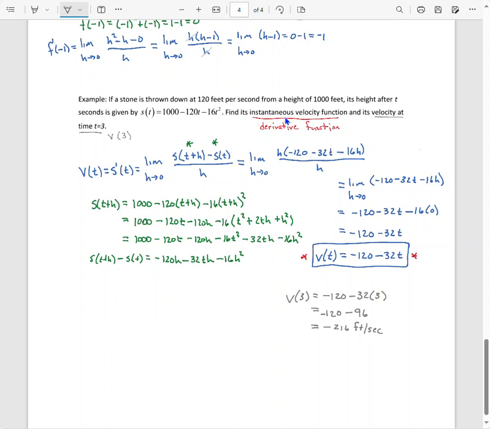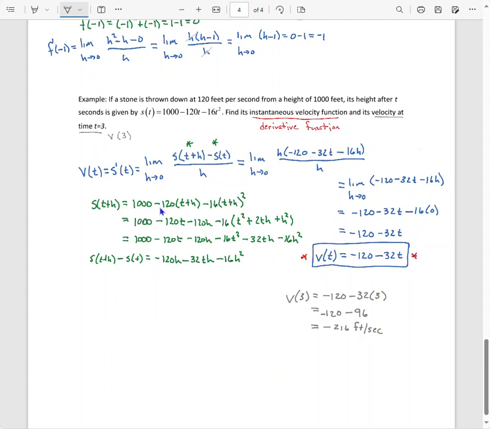We want to find its instantaneous velocity function and its velocity at time t equals 3. So instantaneous velocity function, that's just a fancy way of saying, hey, find the derivative. But we know the velocity is the derivative of position, which is the limit as h approaches 0 of s of t plus h minus s of t all over h. And we can find those values.